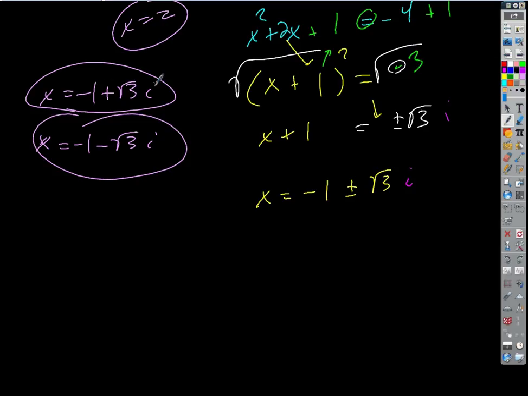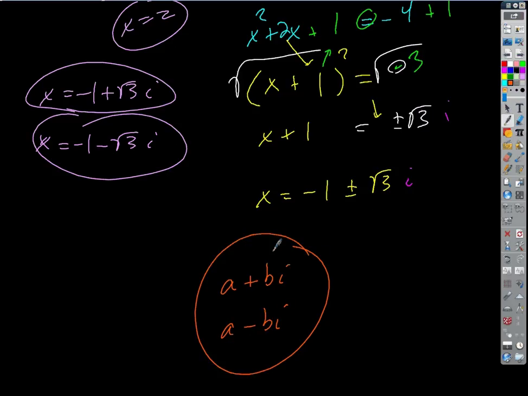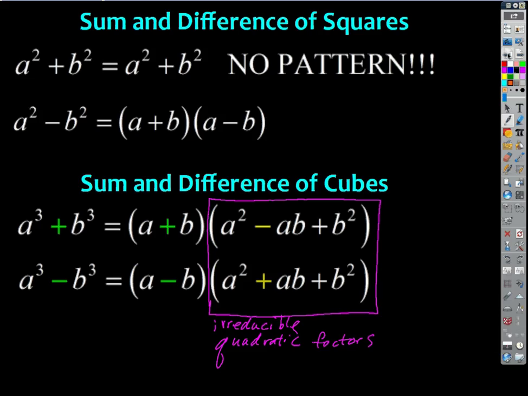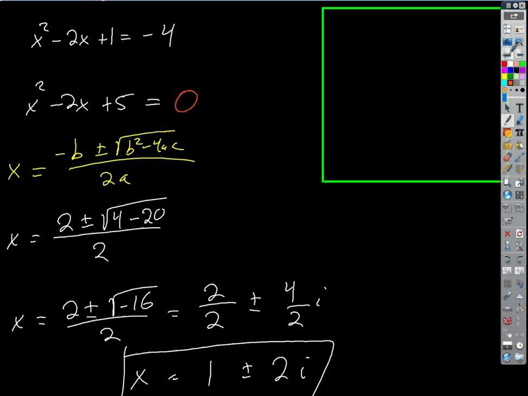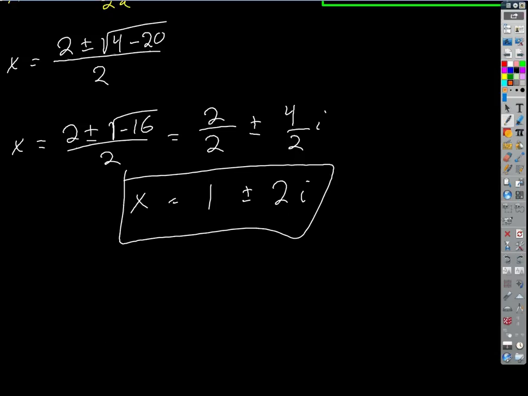Complex conjugates because they have i's in them. But you know what I mean when I say conjugate. It's always going to be this form, a plus bi. So negative 1 plus radical 3 i. So a is negative 1 and b is radical 3. And a minus bi. Every time I get complex solutions, they always come in pairs. Look at all of these. How about that one? Same thing. a plus or minus b times i.